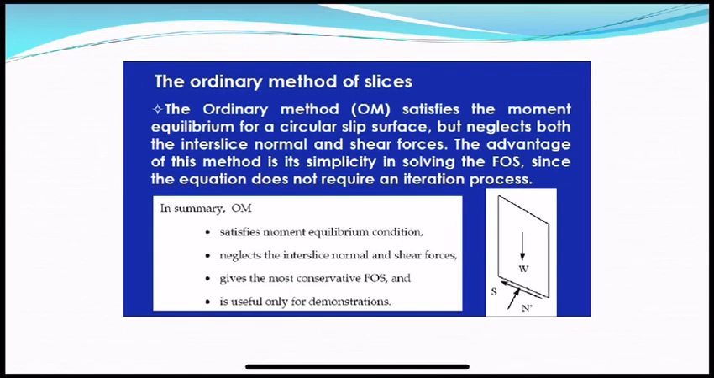One acts downward and one acts upwards, and it gives the most conservative factor of safety, basically useful for demonstration. So the ordinary method of slices satisfies moment equilibrium for the slip surface but neglects both interslice normal and shear forces. The advantage of this method is that solving the factor of safety does not require any iteration process.